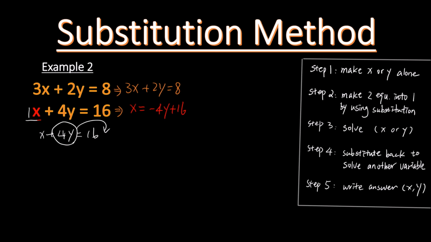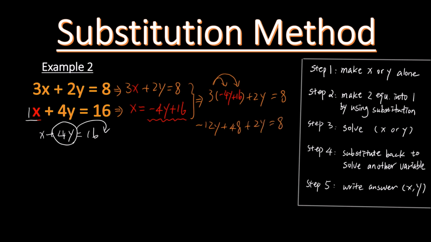Step 2. Make two equations into one using substitution. That means we replace the x with -4y plus 16 in the first equation, so we have 3 times -4y plus 16 plus 2y equals 8. And then solve for y. We use the distributive property, and we have -12y plus 48 plus 2y equals 8.